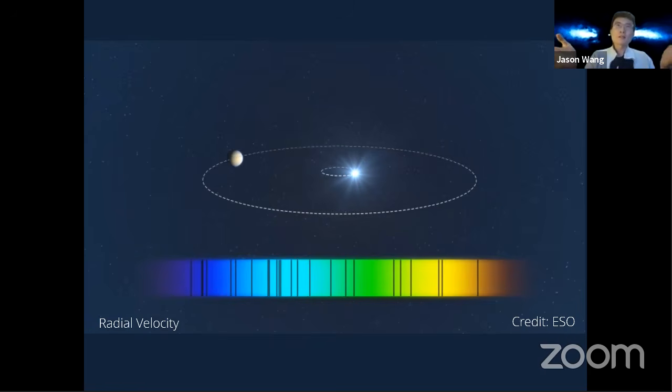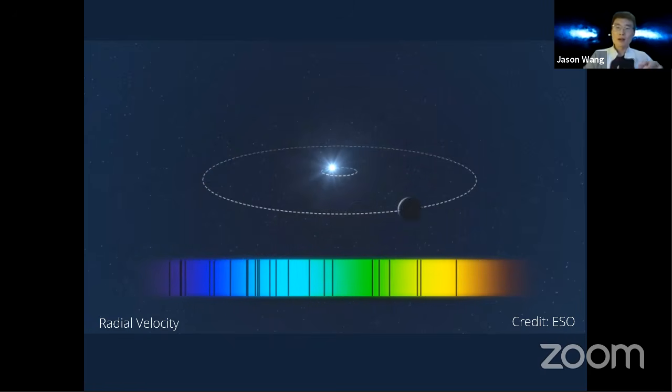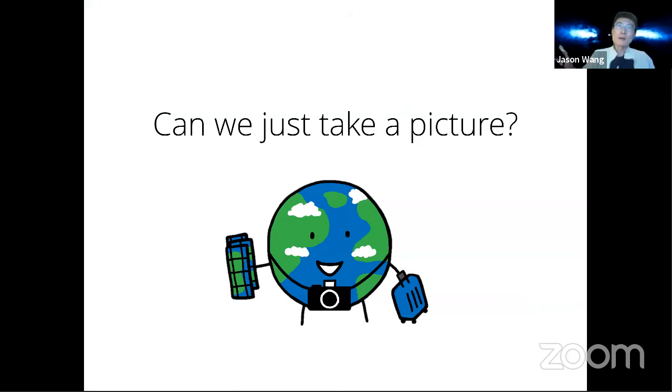Not to say that these methods aren't effective. These methods have found thousands of exoplanets, but you might wonder, can we just take a picture? A picture's worth 1,000 words. If we can take a picture, we can see the planet directly, maybe learn a bit about the planet. Well, it turns out this is just hard.